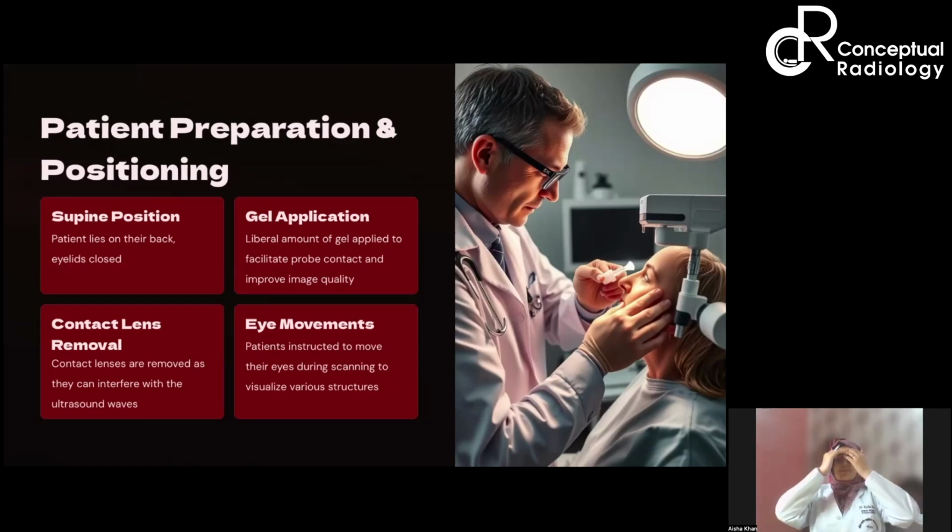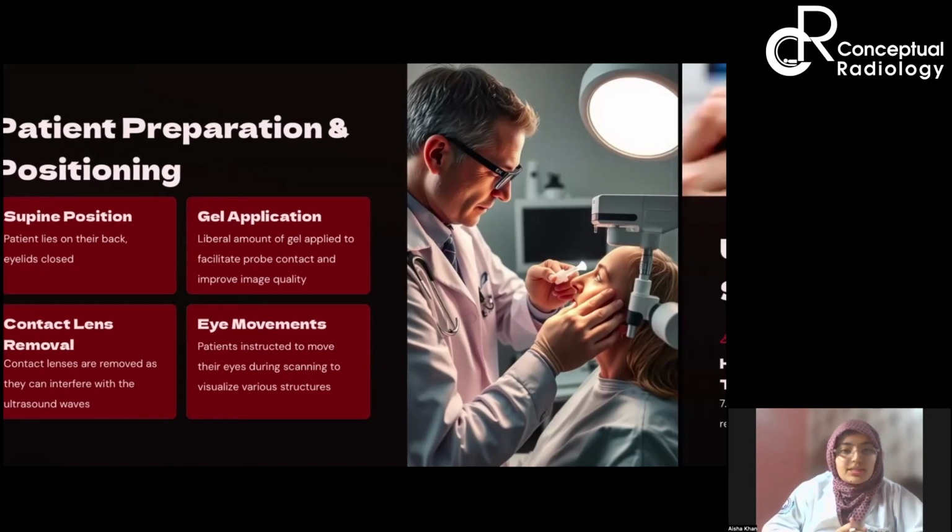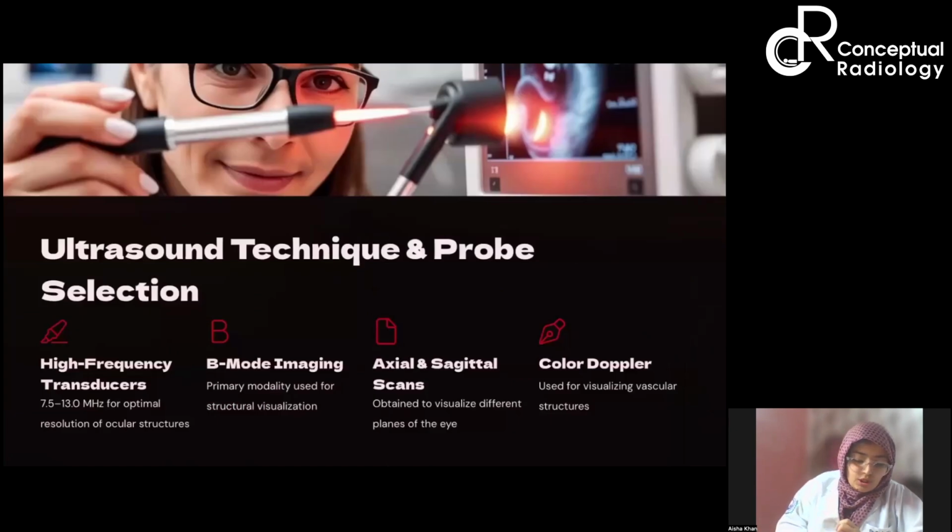Yeah. Now comes ultrasound technique and probe selection. ठीक है? High frequency transducers, everyone knows this without a doubt. So what is the usual frequency? It is anywhere from 7.5 to 30 megahertz for optimal resolution of superficial structures. And also we have to look at the deeper structures such as the posterior segment, the vitreous, the disc, all of those things. फिर आ जाएगा B mode imaging, that is grayscale, primary modality used for structures का visualization.